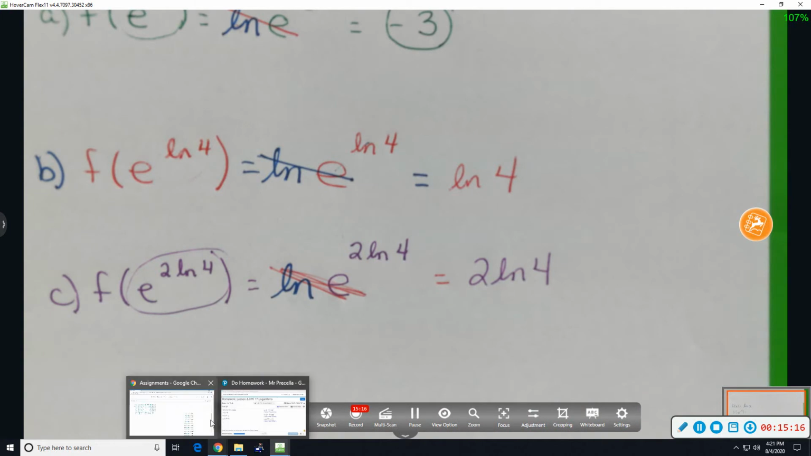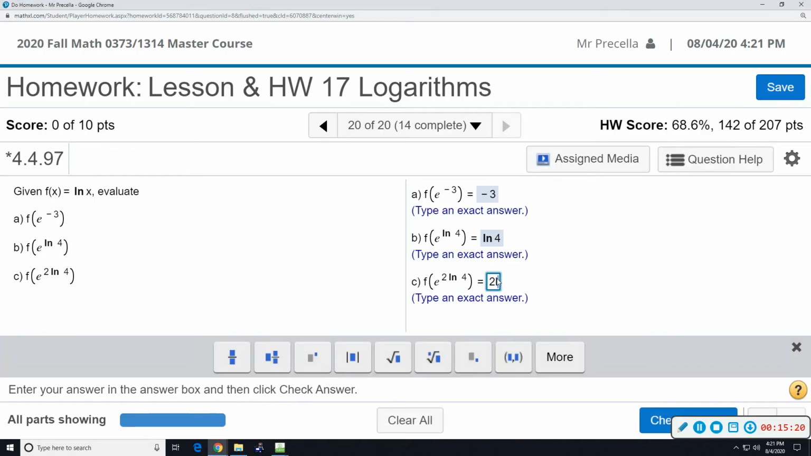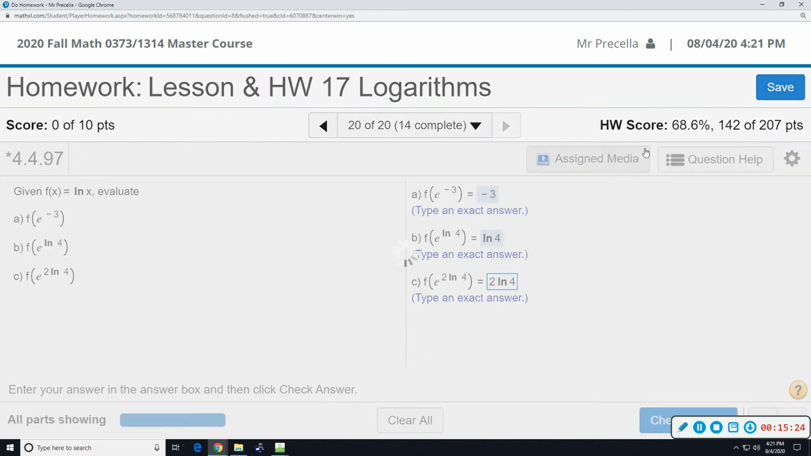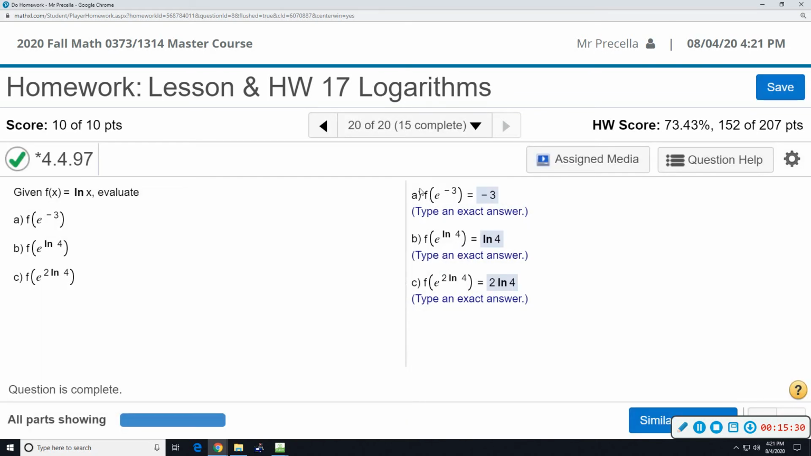So, coming over, 2 ln 4. Again, that's an ln, not a capital I. If you put a capital I, it's going to count it wrong. And it's not going to give you any sort of hint that you put an I instead of an L.